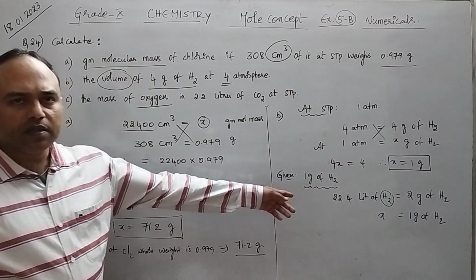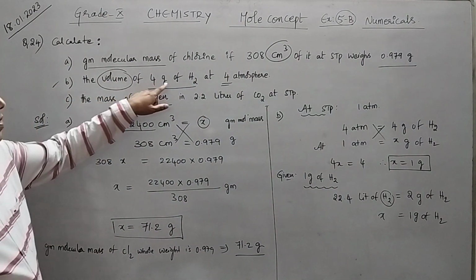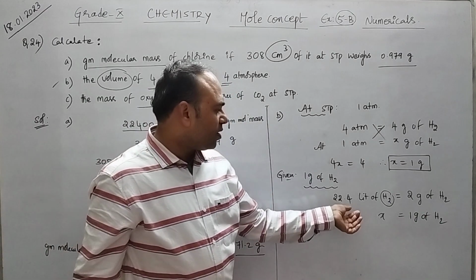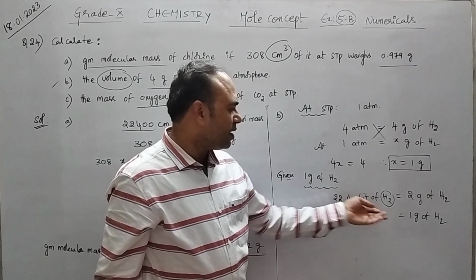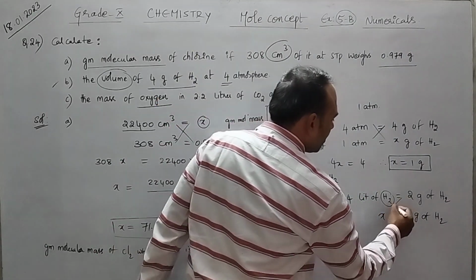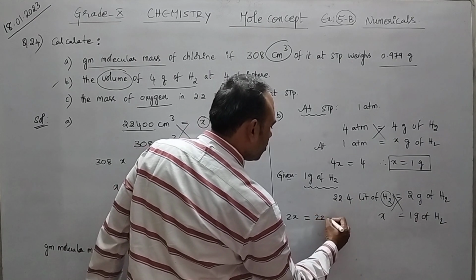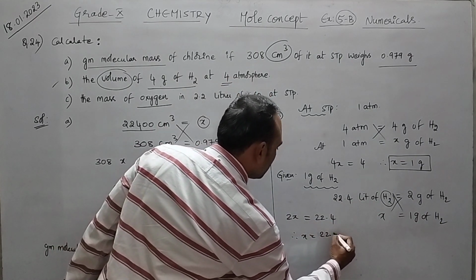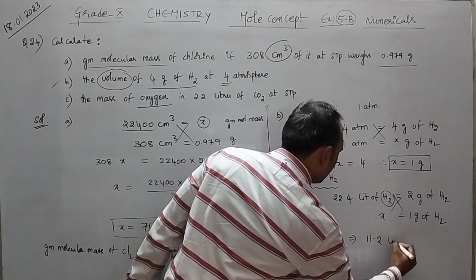So this you can equate easily. Hope you have understood this. They are asking the volume of 4 gram of H2 at 4 atmosphere, right? But we know that for 22.4 liter volume we have 2 grams, and what will be the mass here? It is 1 gram. So cross multiply, we get 2x is equal to 22.4 into 1. Therefore x is equal to 22.4 divided by 2, nothing but 11.2 liters.